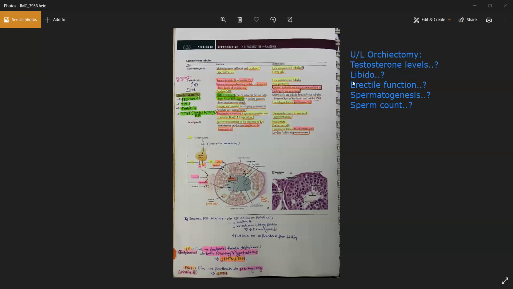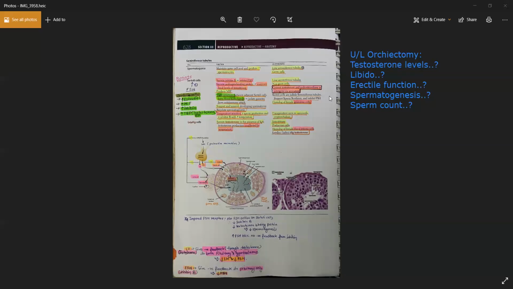Okay, so let's discuss what will happen. You have a patient in whom you remove one testis. When you remove one testis, you have removed the Sertoli cells, Leydig cells, and the spermatogonia from that side, right? Now, as soon as you remove the Leydig cells, the testosterone level will drop. When the testosterone level drops, what happens to the negative feedback?